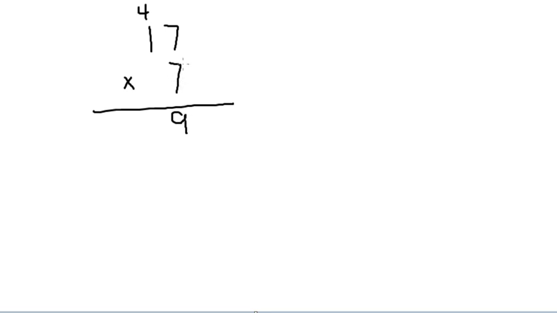Then we do 7 times 1. 7 times 1 is 7. Then we add 4 to it. 7 plus 4 is 11. So then we can just write the 11 down below. And that gives us 17 times 7 is 119. Any questions on that one?